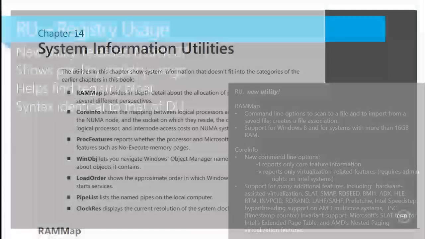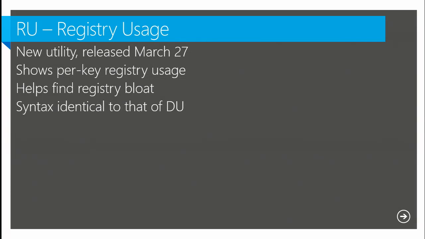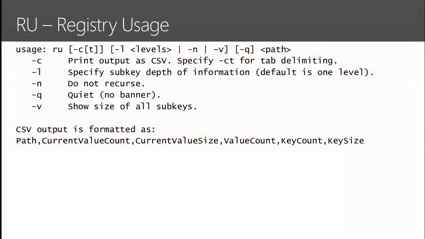Let me show you, though, RU. Just came out March 27th, shows per key registry usage. It has the exact same syntax as that of DU. So again, -C for CSV, and if you do a CSV, it'll show you a lot of information on a per key basis, how many values are in there, what the size of those are in bytes. And it does take into account things like the value name, which does take up space. You can recurse. You can go all the way through.